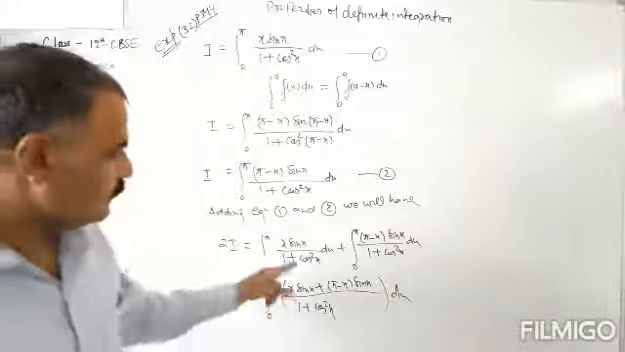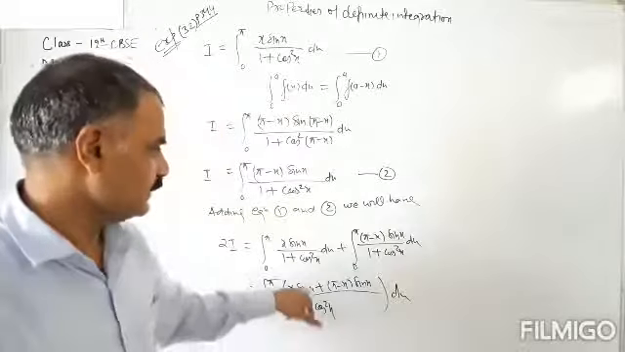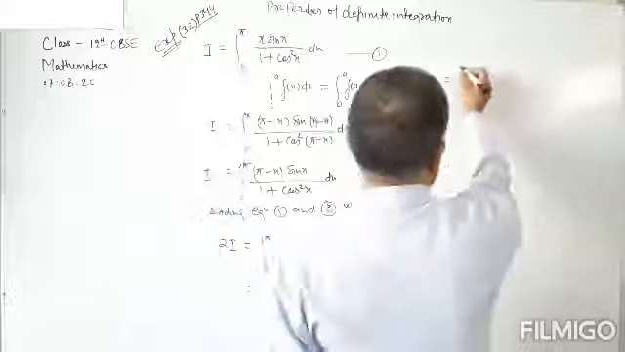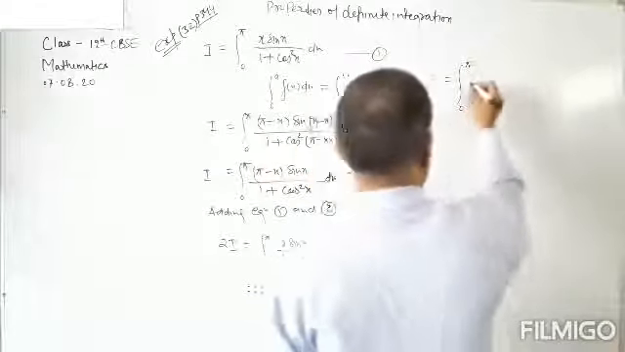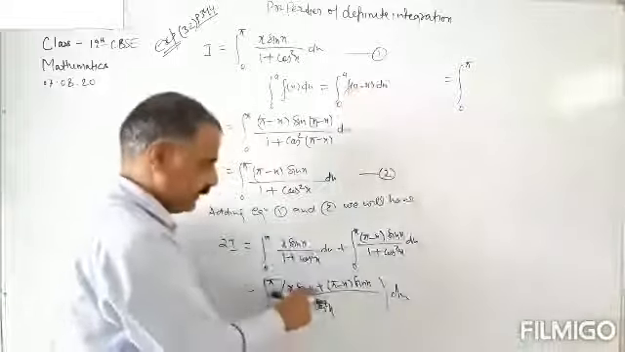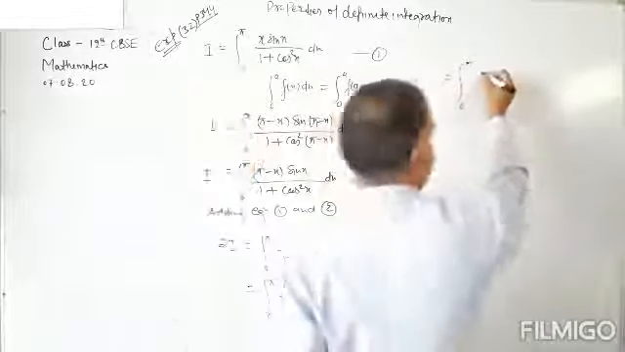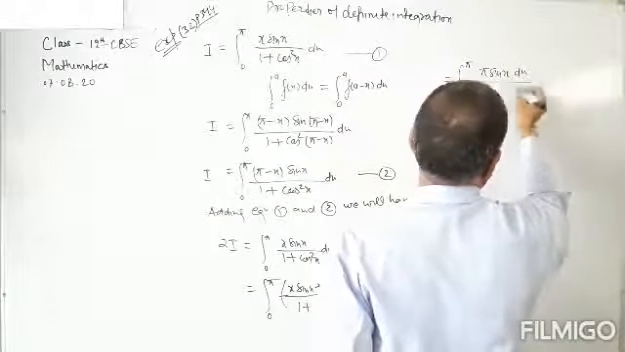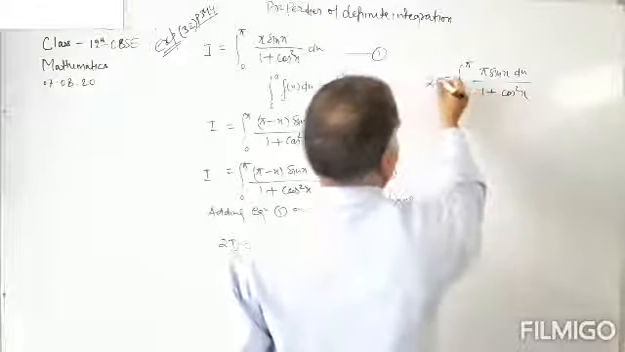So this can be written, after taking the LCM 1 plus cos square x, as x sin x plus pi minus x sin x dx. So this is equal to 0 to pi, x sin x plus pi sin x minus x sin x. So what will remain? Pi sin x will be there, dx upon 1 plus cos square x. This is 2I equals to.